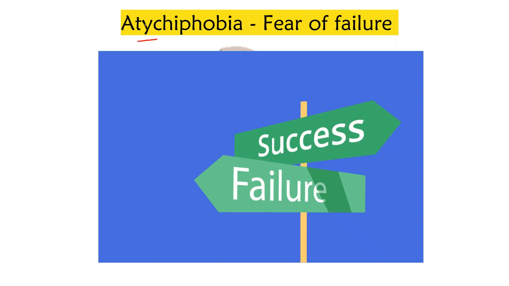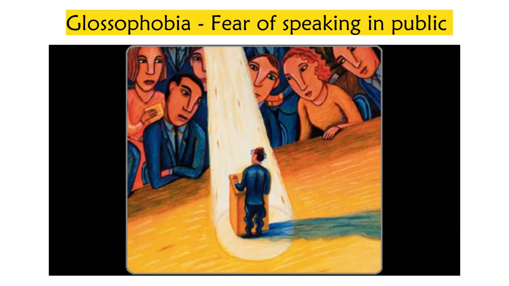Next phobia is atychiphobia. It means fear of failing. So you're afraid that you will fail, and out of this fear, many a times you don't start doing something or you don't take up something new because there is a risk of failing. So you're afraid that you will fail and you don't even do that thing. So atychiphobia. Moving on. Glossophobia is fear of speaking in public. Glossophobia is fear of speaking in public.